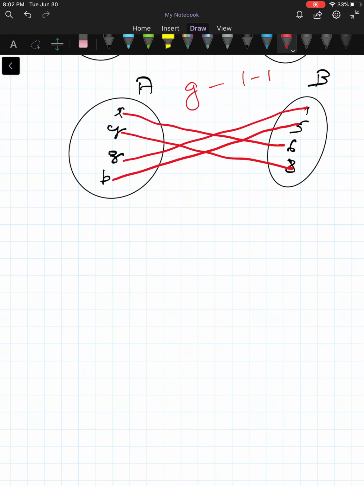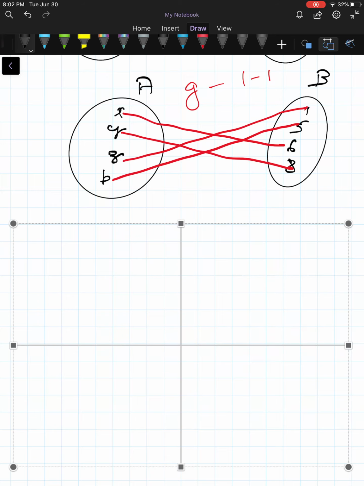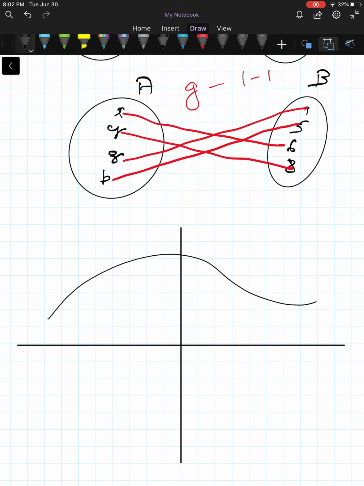So now you understood what one-to-one functions are. We will now establish a graphical test to find out whether a function is one-to-one or not. Suppose you are given the graph of a function that looks like this. If this is x and this is y, this would be f of x. The function looks like this.